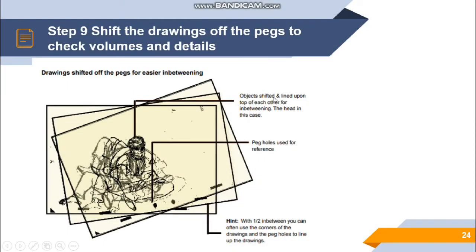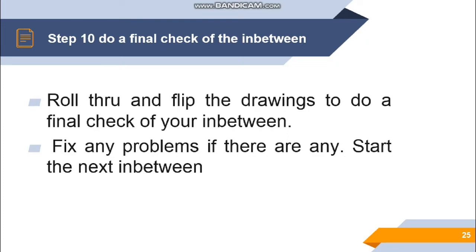So objects are shifted and lined up on top of each other for the in-between, the head in this case. Place the paper on the position where the heads are in the same position and use the peg holes as your reference. And number 10, we need to roll through and flip the drawings to do a final check of your in-between. After doing this, if you find several errors or problems, you need to fix them as soon as possible and start the next in-between.